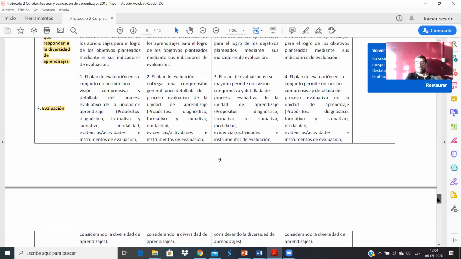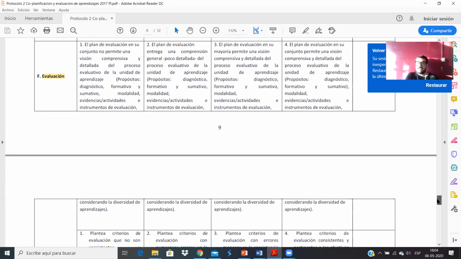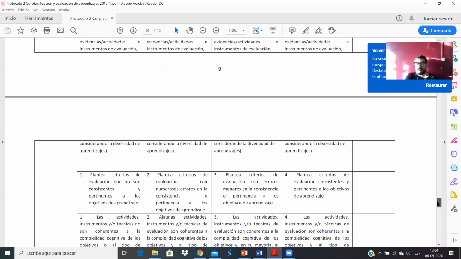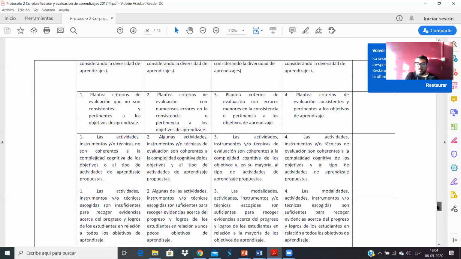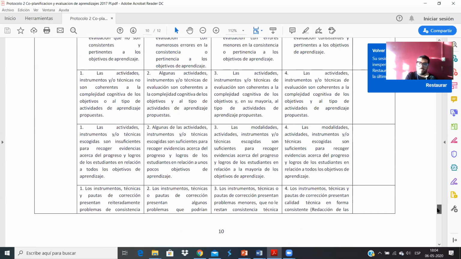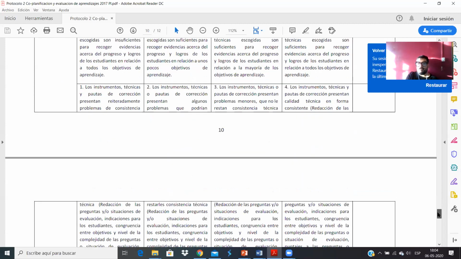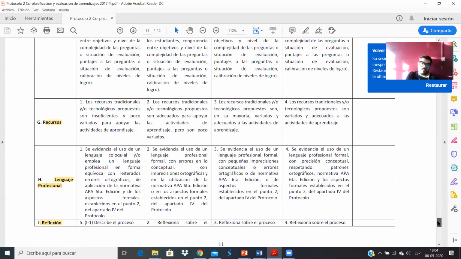Doesn't matter. Dice, el plan de evaluación en conjunto permite una visión comprensiva y detallada del proceso evaluativo de aprendizaje, propósito, diagnóstico, formativo, sumativo, evidencia y actividades e instrumentos de evaluación considerando la diversidad de aprendizaje. Plantea criterios de evaluación consistentes y pertinentes a los objetivos de aprendizaje. Las actividades, instrumentos y o técnicas de evaluación son coherentes a la complejidad cognitiva de los objetivos y al tipo de actividades de aprendizaje propuestas. Las actividades, instrumentos y o técnicas escogidas son suficientes para recoger evidencias y los instrumentos, técnicas y pautas de corrección presentan calidad técnica en forma consistente. And then you go into resources and language and whatever.